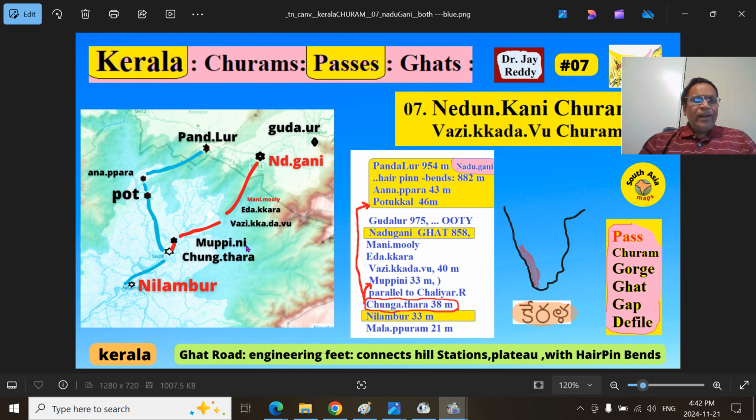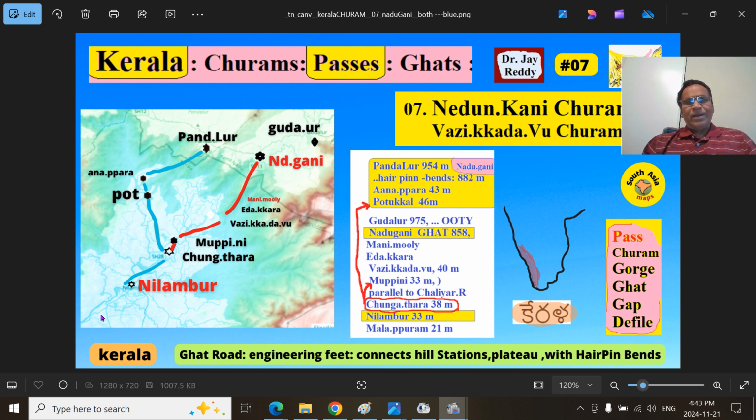And we start with Nilambur. Nilambur is the town. It is in the upper basin region of Chaliyar River, also called Beypore River. This is in the Malappuram district. It used to be part of the historical Ernad area, Nilambur town.